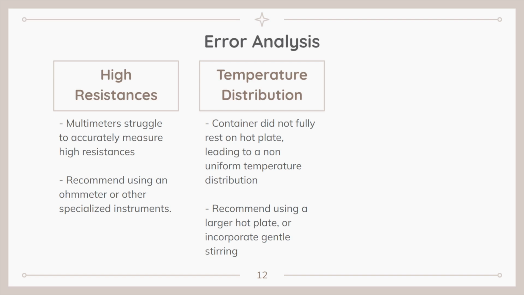We also had issues where the hot plate did not evenly heat our water, and we didn't have anything stirring to make sure that the water was a uniform temperature throughout. If we were to do it again, we'd probably want to find some way to evenly heat the entire vessel, maybe a larger hot plate, or we would just want some stirring to help the convection process.